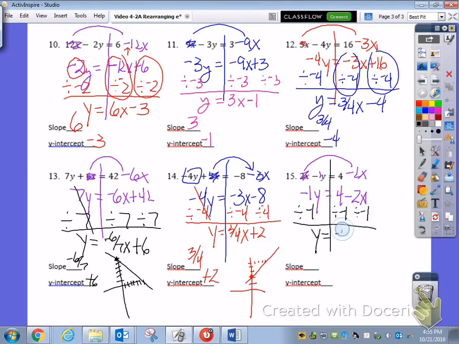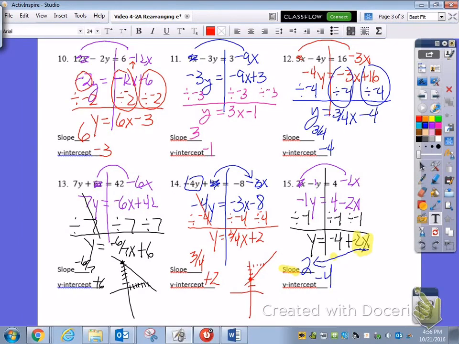Y equals negative 4 plus 2x. Now I didn't switch that around like I normally do. And if you don't do that, it's fine, but just remember the slope is always in front of the x. It's not always the first number, it's what's in front of x. And this one is in front of x. So the slope is 2 and the y-intercept is negative 4. So that's what a lot of you are used to, having the x first. If you want to put the x first, you can. If you don't want to, that's fine. Just remember slope is always the one that's by the x. Okay? And that is rearranging into slope-intercept form.